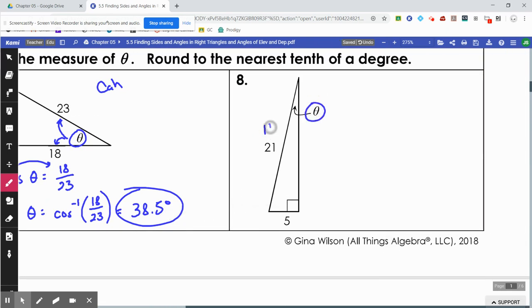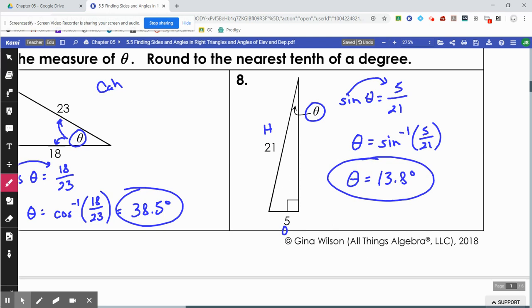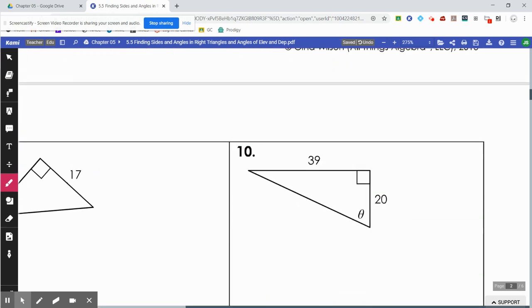Next one. Here's the angle I'm looking for. This is my hypotenuse, and this is my opposite side. So this would be a sine problem. The sine of my angle is equal to opposite over hypotenuse. To figure out my angle, I've got to move my sine over. I'm going to do so by taking the inverse sine. The inverse sine of 5 over 21. And that means that my angle is going to be about 13.8 degrees. And this is probably pretty much drawn to scale because that's a pretty tiny angle there.